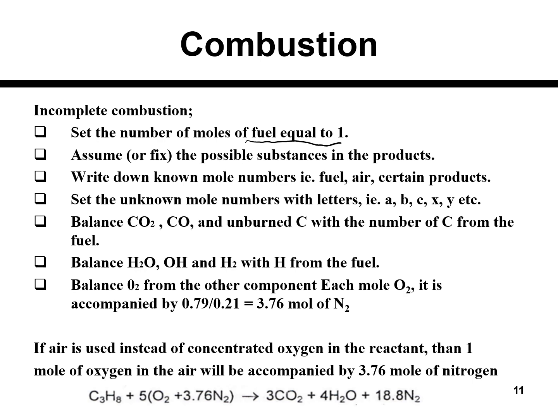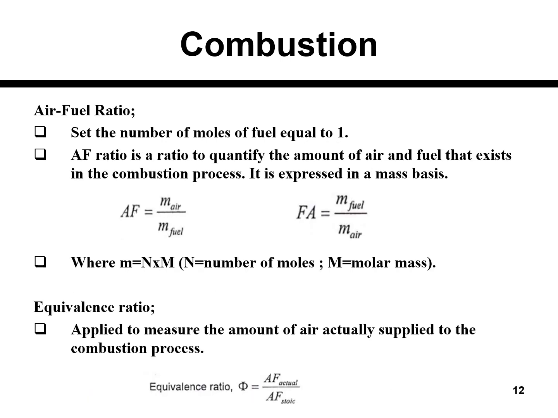So for example, if we have C3H8 plus dry air, O2 plus 3.76 N2, and then if we produce the products, we do the chemical balance for that one. Okay, so another important criterion is to analyze the air to fuel ratio.